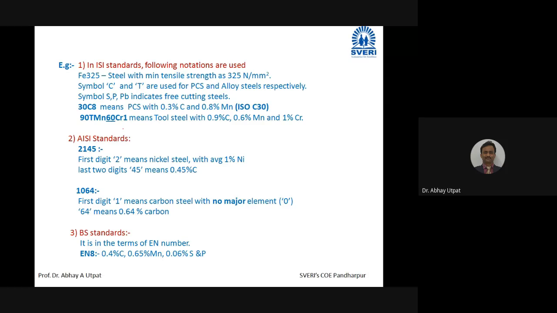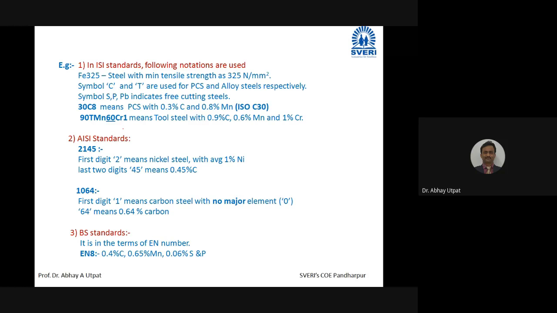And Cr1 means chromium 1%. In this way, for the same steel, if instead of the word T there is S, that will be pre-cutting steel. Okay. This is as per Indian standard.